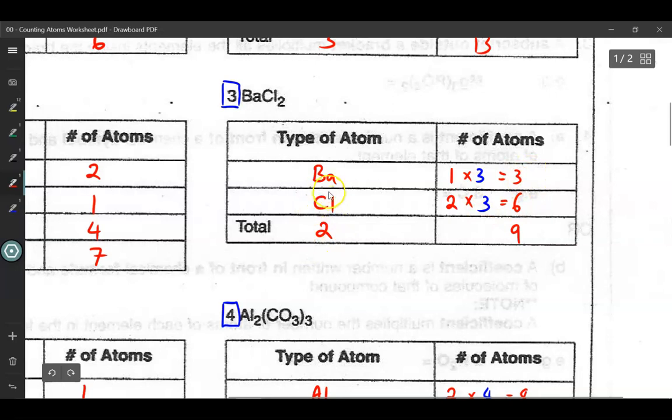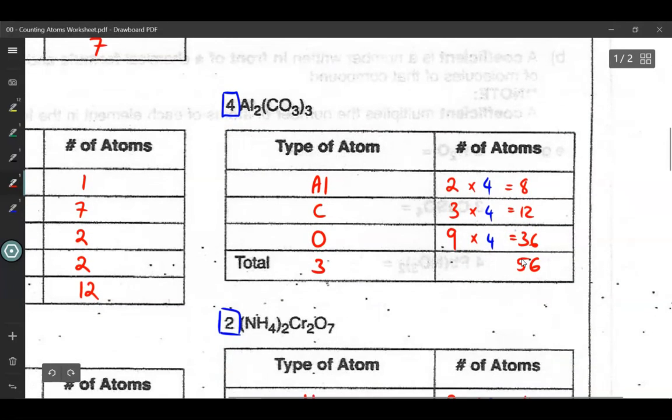Alright, so this one over here says I have 2 types of atoms, 1 barium type and 1 chlorine type, so there's 2 types altogether, but I have 9 atoms altogether because 3 of them are bariums, 6 are chlorines, add them up, you get a 9. I did the same thing down here.